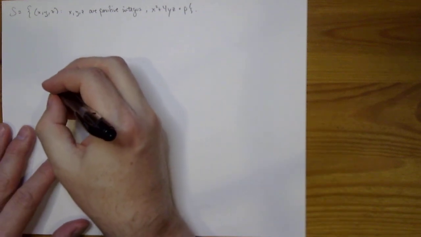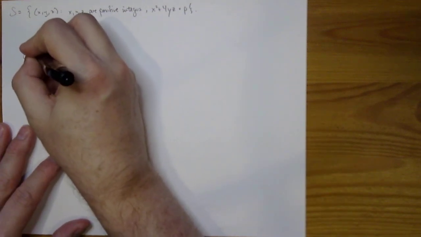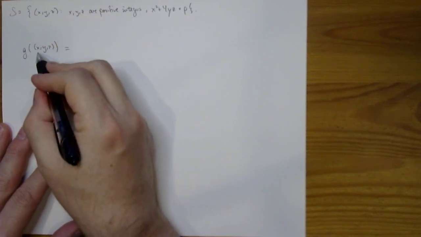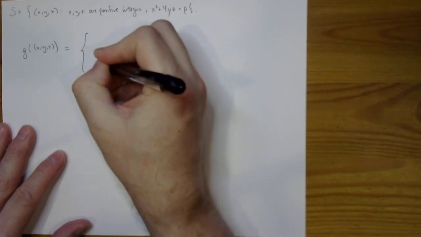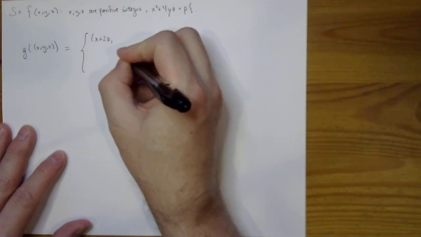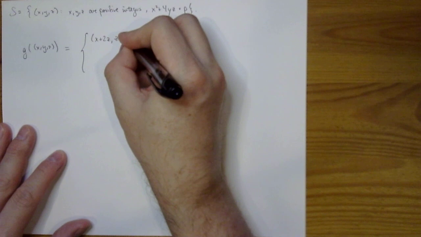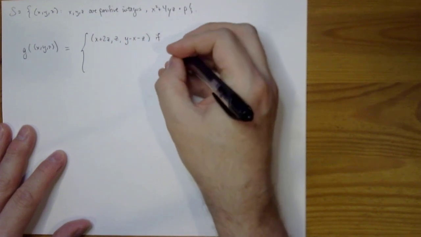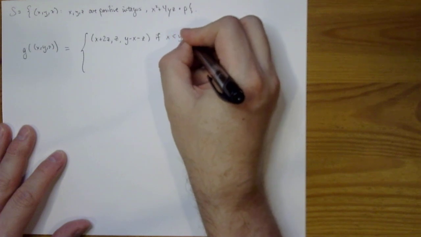Here is the involution. You're not going to like it. Or maybe you will. So here's my involution. I need to tell you what happens to X, Y, Z. All right, it's three cases. Here's one case: X plus 2Z, Z, Y minus X minus Z, if X is less than Y minus Z.